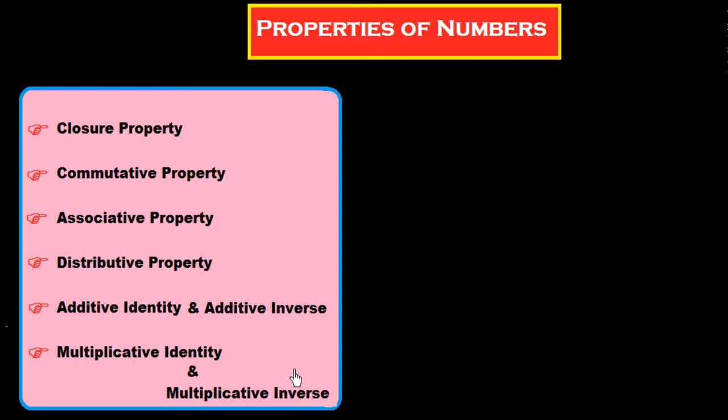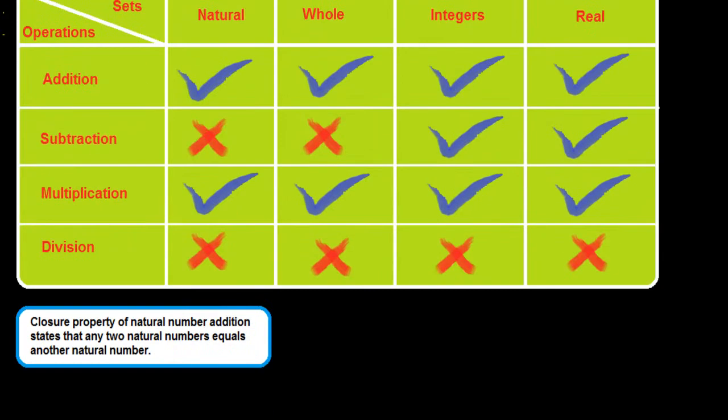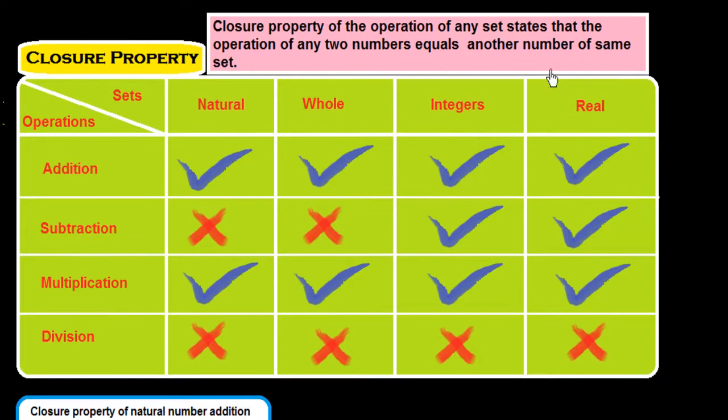In this session we study the closure property. To talk about these properties, we need to think not only about the numbers themselves but also the operations we perform on them. So let's start with the closure property. The closure property of an operation on a set states that the operation on any two numbers equals another number of the same set.